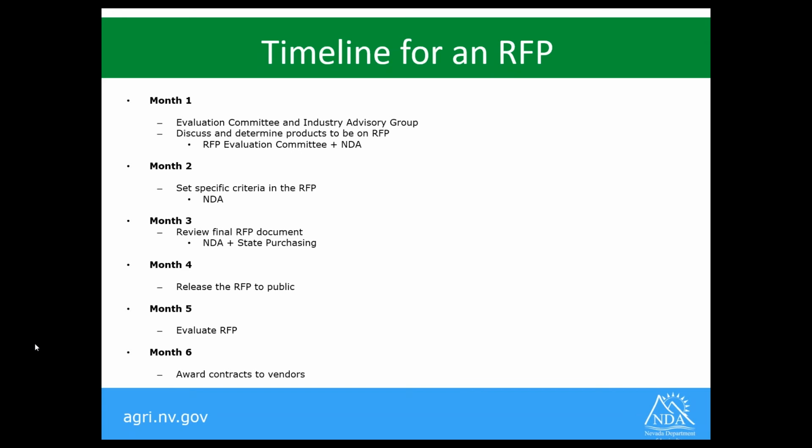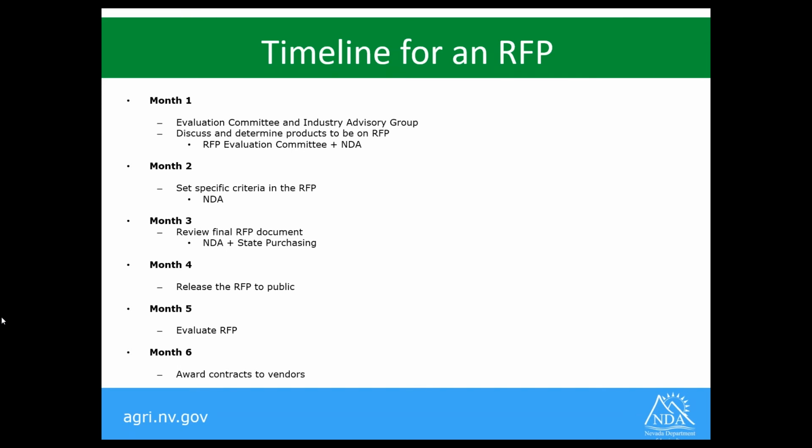In month 1, we form an evaluation committee and an industry advisory group. Members of the evaluation committee include school districts, RCCIs, as well as nonprofit organizations whom all manage the school meal program. The industry advisory group assists with specific product specifications, and they provide input on product availability and current industry standards.